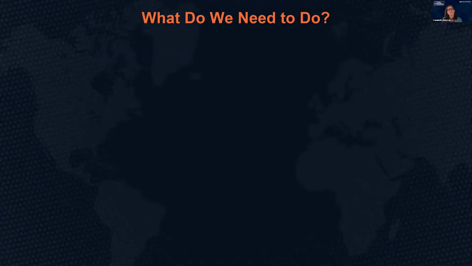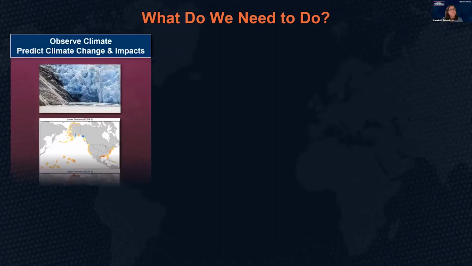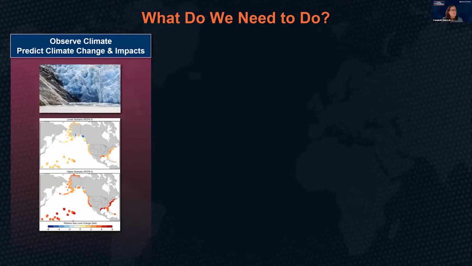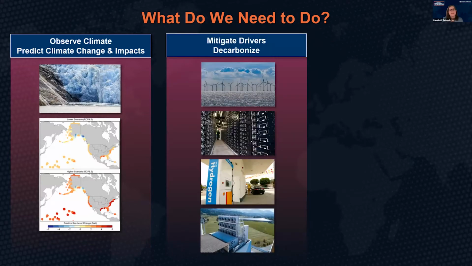So what do we need to do now? Well, we need to continue to observe the climate, predict future climate change and the impacts, and watch for tipping points, including more rapid ice melt and sea level rise, as well as thawing permafrost. We also need to mitigate the drivers. We need to decarbonize. We need greener energy sources, better storage, greener fuels, and more nature-based sequestration, as well as carbon capture and storage technologies.